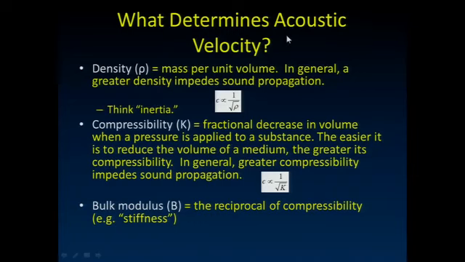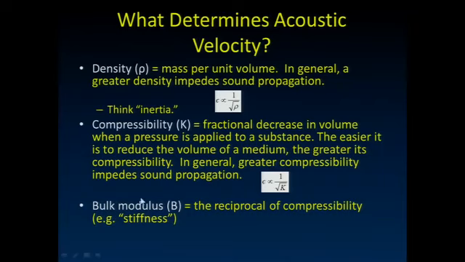So what determines how quickly sound moves through a particular medium? Well, one of the things is the material's density, and in general, the more dense a material is, the more it impedes sound propagation. So more dense materials tend to not propagate sound as quickly. But countering that is compressibility. The more compressible something is, the more it impedes the propagation of sound. Or if you will, the less compressible something is, the more easily sound travels through that.